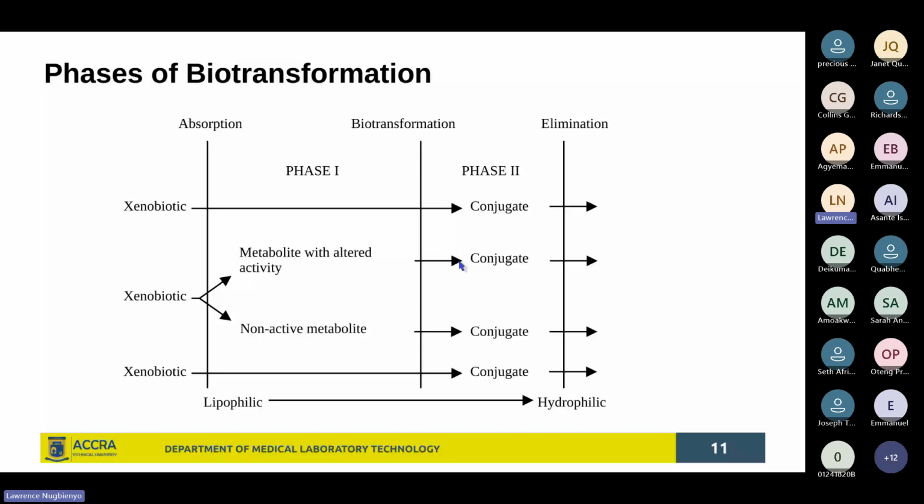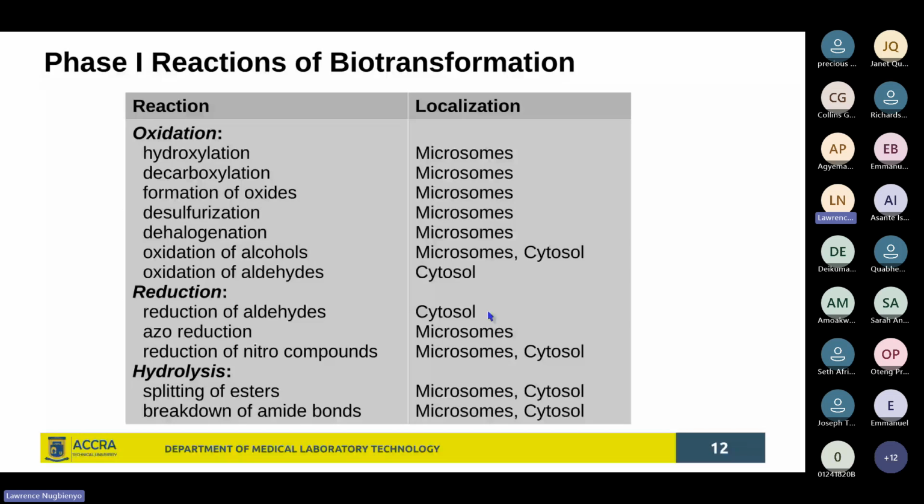Now let's look at these phase 1, phase 2 reactions more closely. Phase 1 reactions are mainly three types of reactions. These are oxidation, reduction, and hydrolysis. So you can relate to it as redox reactions. Redox reactions means oxidation and reduction reactions. They are phase 1 reactions plus hydrolysis. Hydrolysis is also a phase 1 reaction.